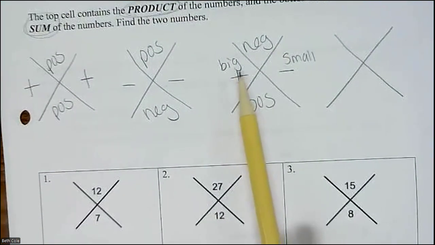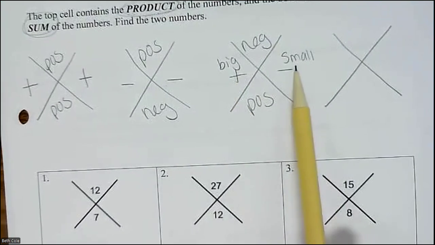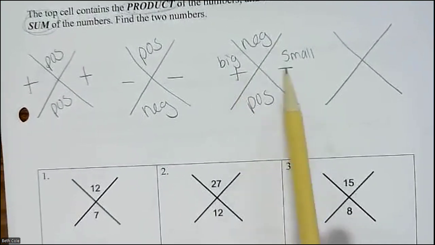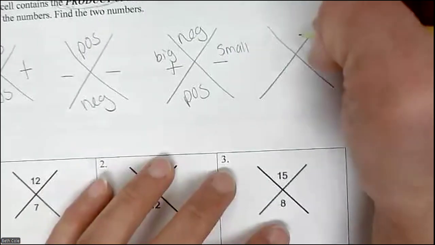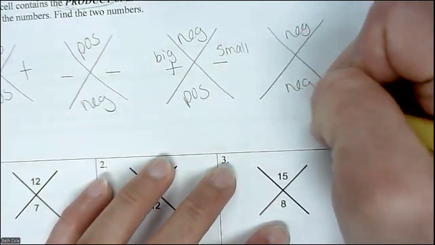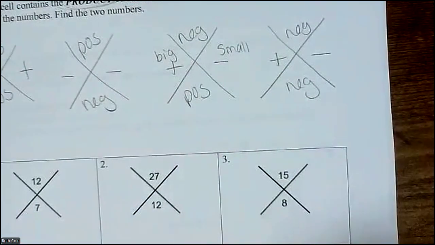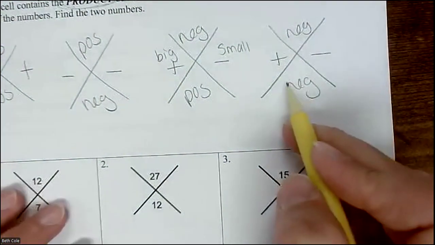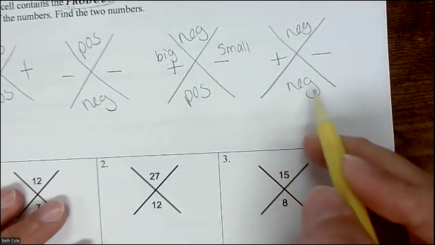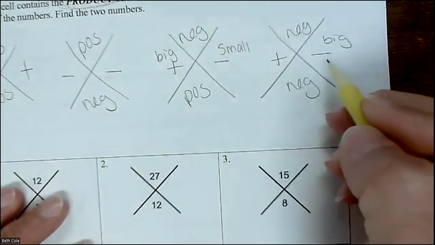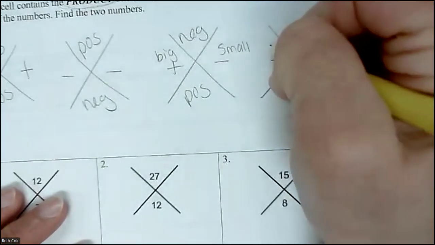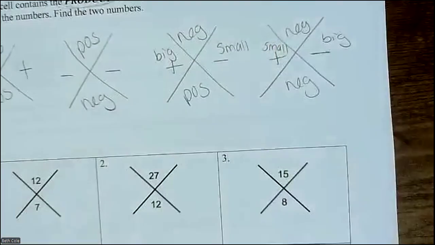The bigger number needs to be positive and the smaller number needs to be negative. That's how you end up with a positive result when you add them. Now, if they're both negative, again, you want one of each. But in order to end up with a negative number when you add them together, the bigger one needs to be negative and the smaller one needs to be positive.